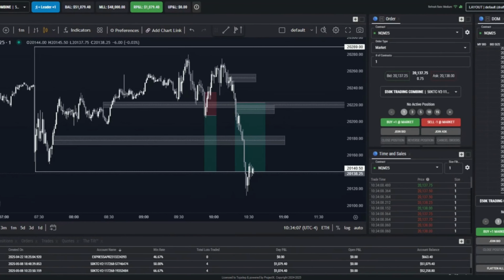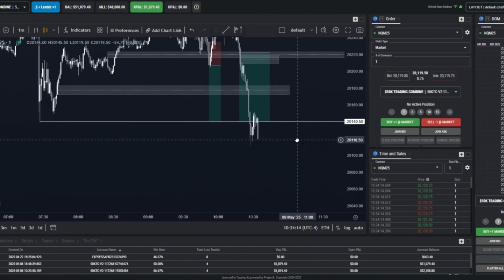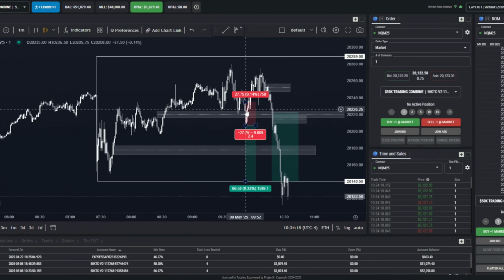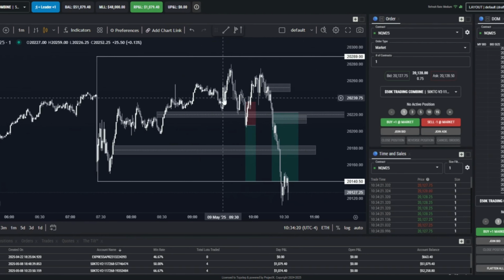What's going on YouTube? Here's how I made $1,079 trading the Nasdaq this morning on this short position right here. I'll give you guys a top down analysis and break down this trade. So market opened at around 9:30 as usual, right around here, 9:30.